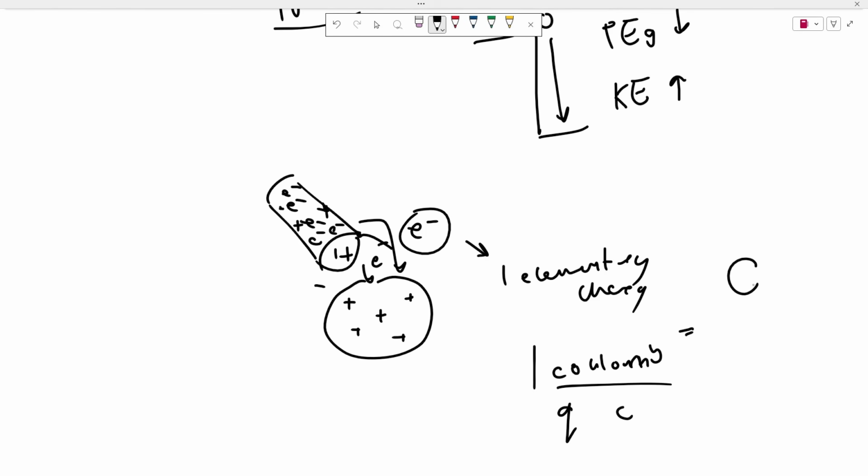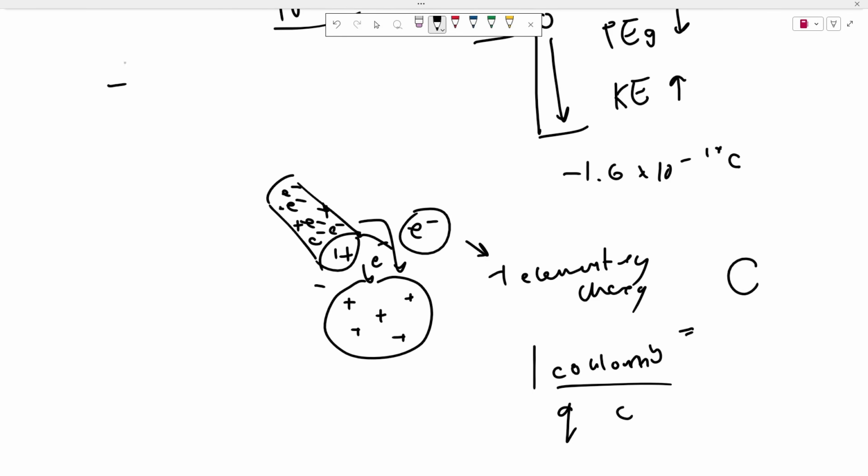So you know that the charge of an electron is -1 elementary charge, or -1.6 times 10 to the power of -19 coulombs. So always convert it before you do math with an elementary charge, okay? What else can we say?